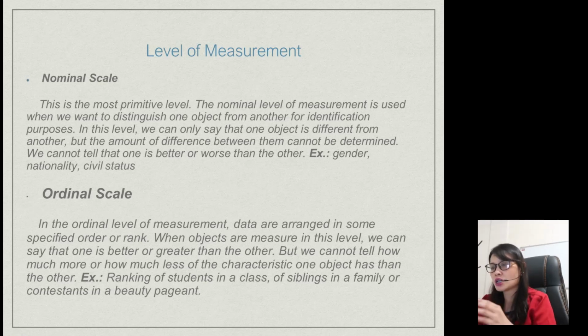Okay? When objects are measured in this level, we can say that one is better or greater than the other. But we cannot tell how much more or how much less of the characteristic one object has than the other. Okay, so an example of the ordinal scale: ranking of students in a class, siblings in a family, contestants in a beauty pageant. Okay, so that's ordinal scale. In short, when we say ordinal, data are arranged in some specified order or rank.